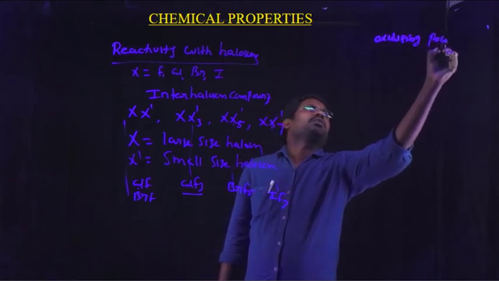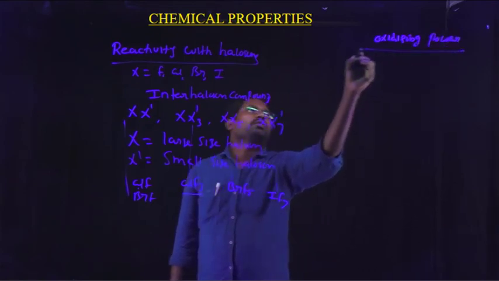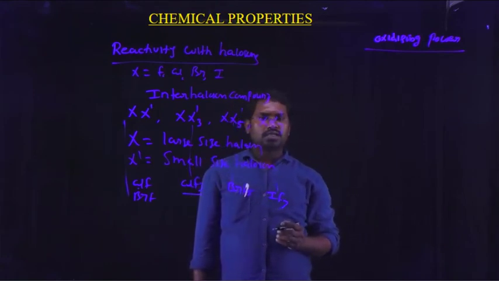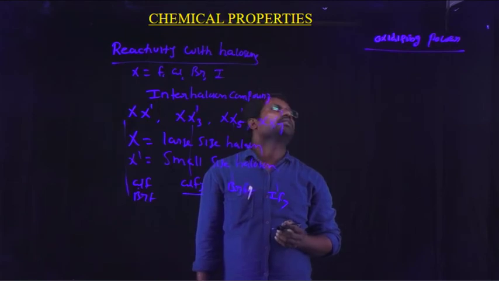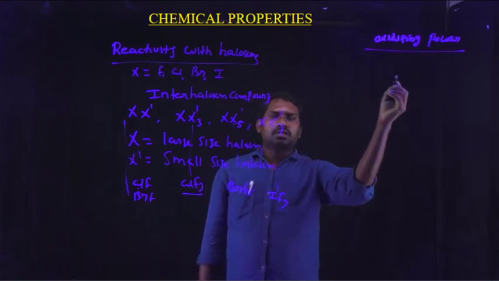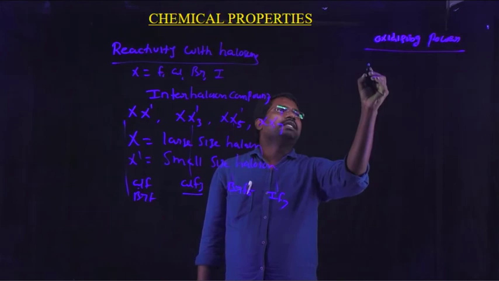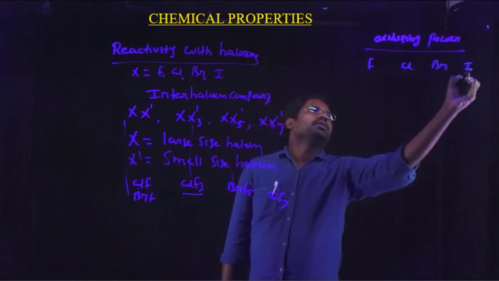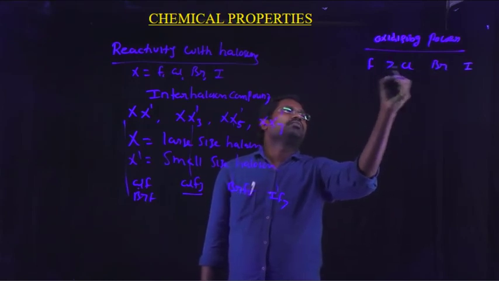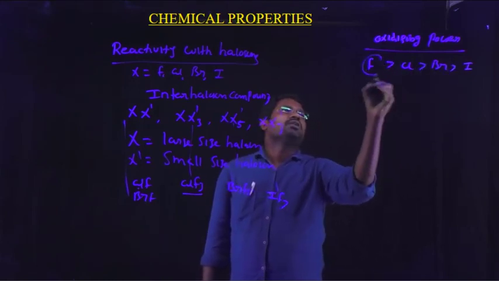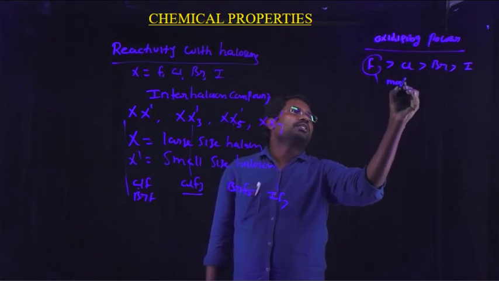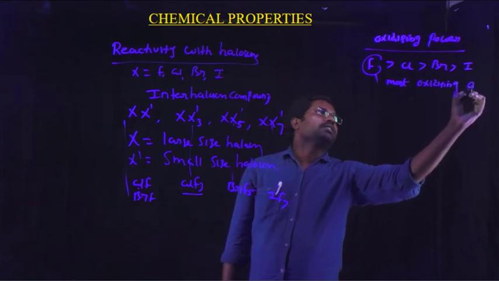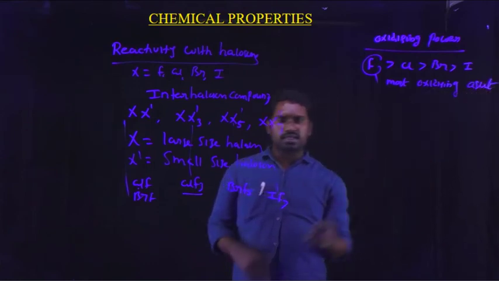Oxidizing power of halogens. Generally, halogens can act as the best oxidizing agents. So among all these, the oxidizing power decreases from fluorine, chlorine, bromine, iodine. The oxidizing power decreases from fluorine to iodine. Among all these, fluorine is the most oxidizing agent.